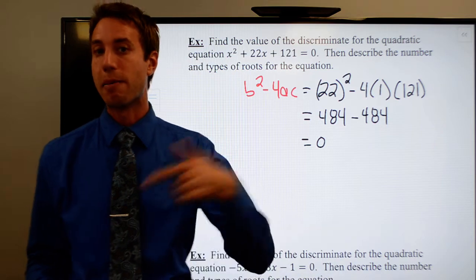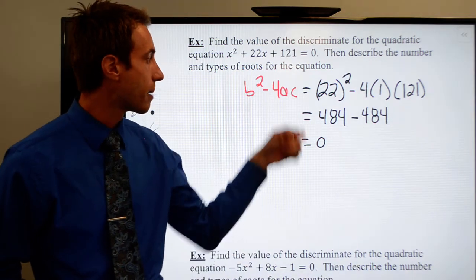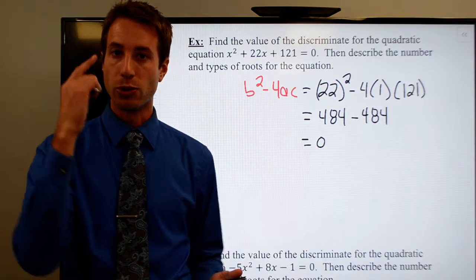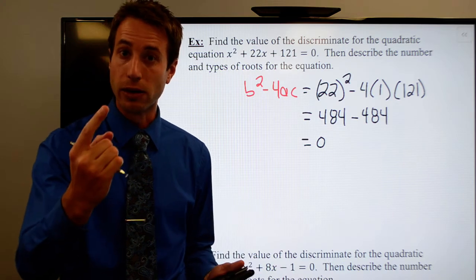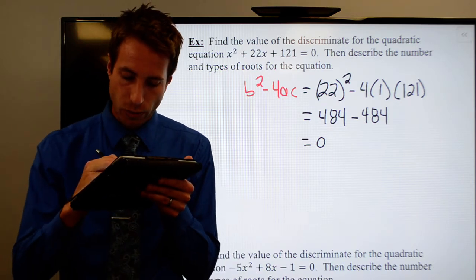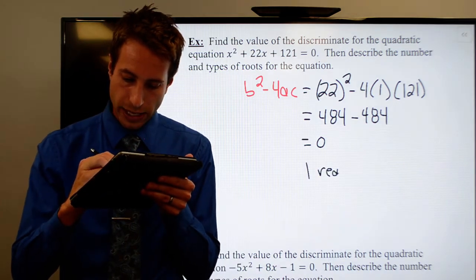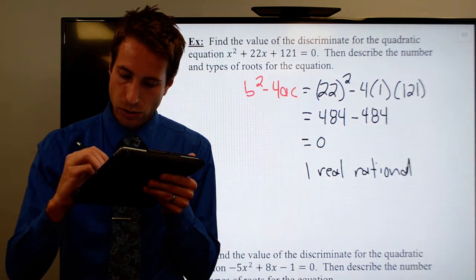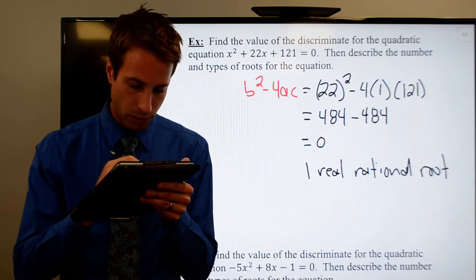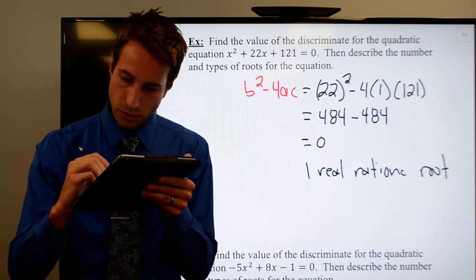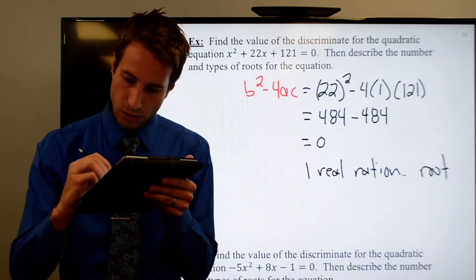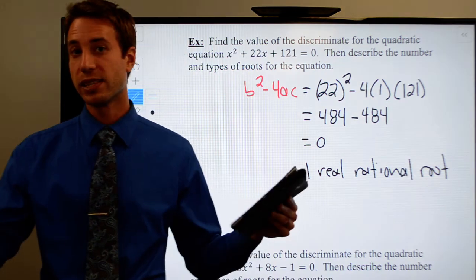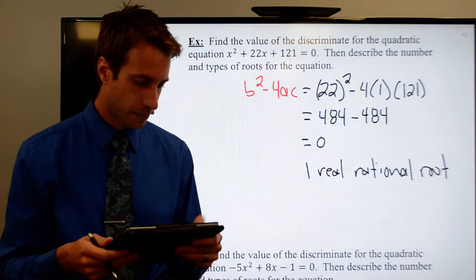Well, hopefully you remember from the chart, if b squared minus 4ac comes out to be 0, you will have one real rational solution. One real rational root. That's it. That's all you got to do. Let's do another one.